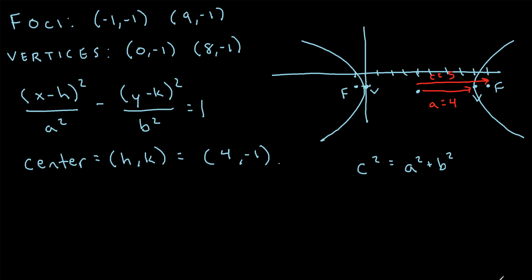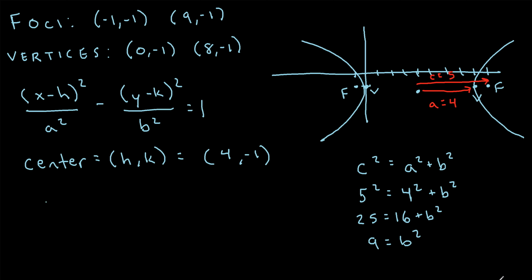So we can solve for b, because we know c and a. We said c is equal to 5. So 5 squared is equal to a squared, a is 4, plus b squared. So let's solve for b. We get 5 squared, that's 25, is equal to 4 squared, that's 16, plus b squared. If we subtract 16 from each side, we get 25 minus 16, which is 9, is equal to b squared.